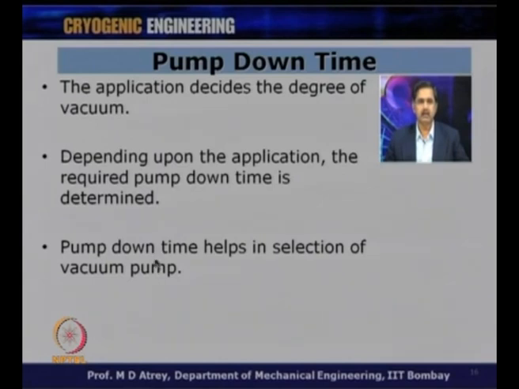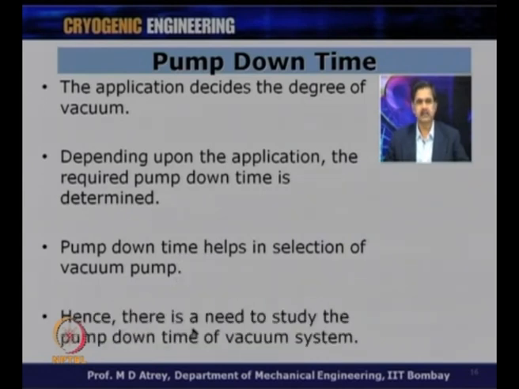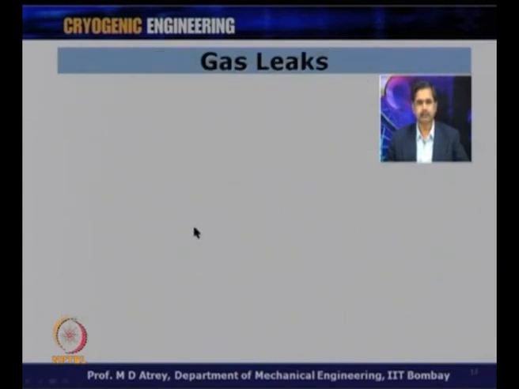So, ultimately, depending on my application, depending on my pump down time, I will decide the vacuum pump to be employed for this purpose. So, the pump down time is a very important criterion to decide a vacuum system. Hence, there is a need to study the pump down time of a vacuum system. So, can I calculate this pump down time? And that is why we are coming over here. So, if I know the pump down time, can I select a particular vacuum system or a vacuum pump for a given operation? And therefore, this parameter, pump down time, is a very important parameter.